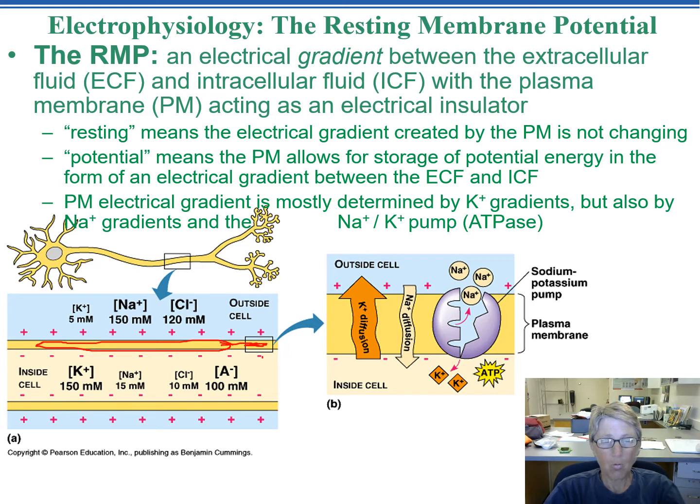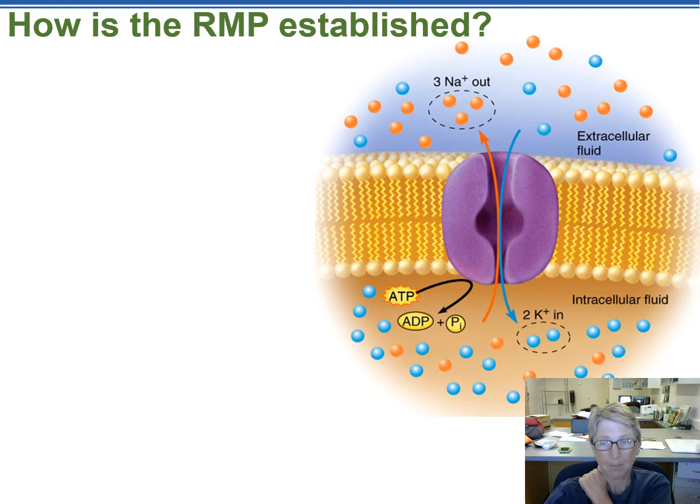The electrical gradient at the plasma membrane is mostly determined by the potassium gradients, because there are a lot of different potassium channels in a plasma membrane. For example, there are potassium leak channels where potassium is slowly leaking out of the cell. But then the sodium-potassium ATPase will pump potassium back into the cell. There are voltage-gated potassium channels. We'll talk a lot about channel physiology, the different types of sodium and potassium channels.